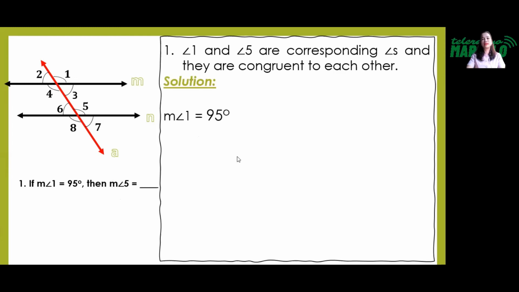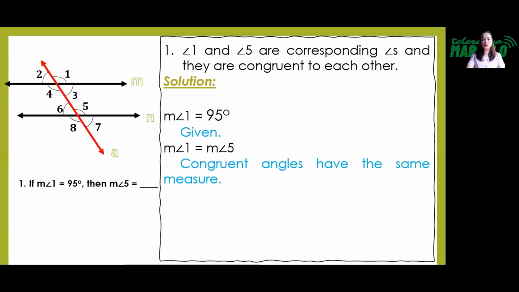So with that, given is measure of angle 1 is equal to 95 degrees. Congruent angles have the same measure, therefore, the measure of angle 1 is equal to the measure of angle 5.